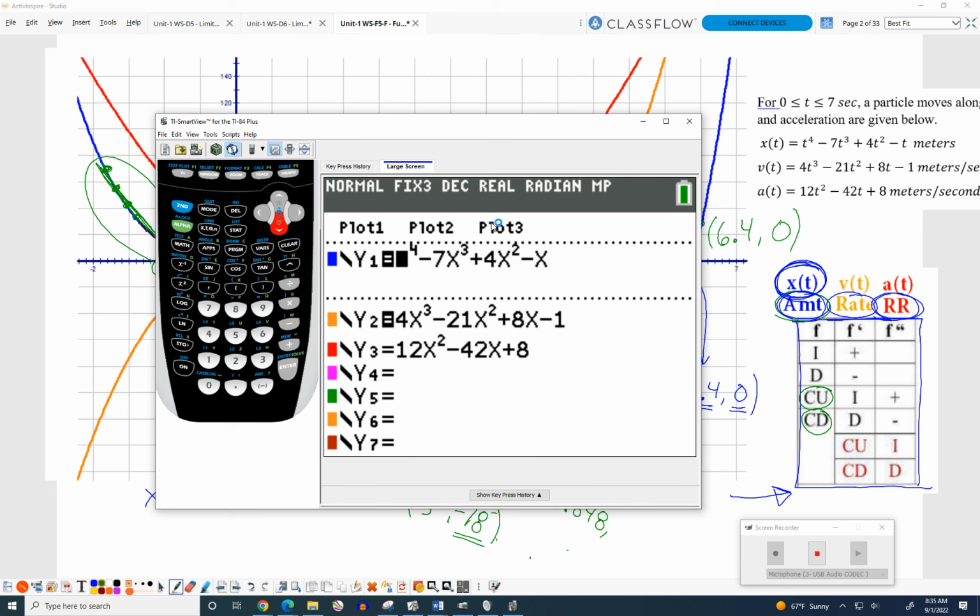Okay, this chart right here starts at a time of -2 and goes to a time of 7. So that's what I specify in the window: -2, 7. Then I use zoom fit. To do zoom fit, you press the zoom key, and I don't want to scroll all the way down, so I just press 0, which is zoom fit.